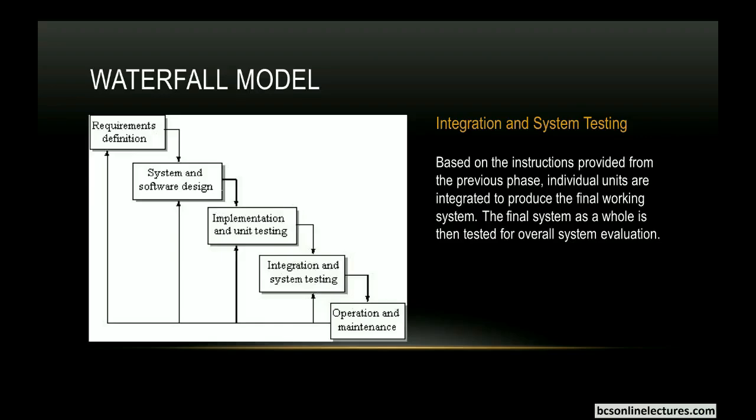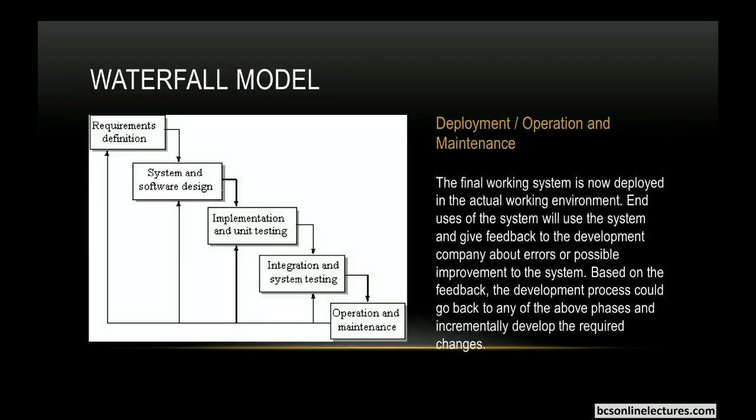Then the next part is operation and maintenance, right? We call it deployment, operation and maintenance. The final working system is now deployed in the actual working environment. Now end users of the system will use the system and give feedback to the development company about errors and possible improvements of the system, right?